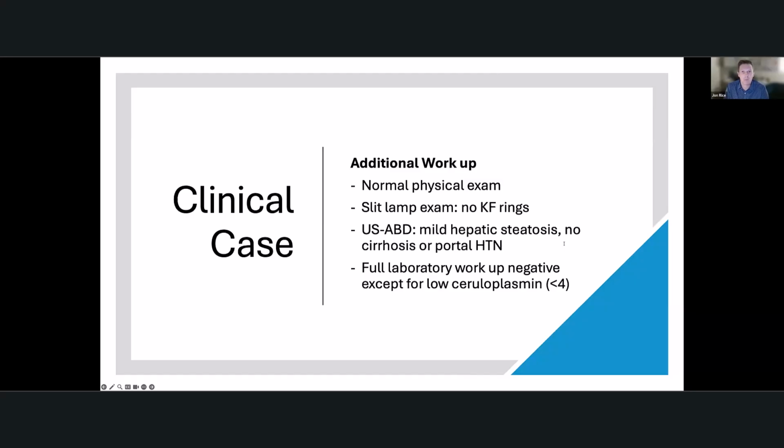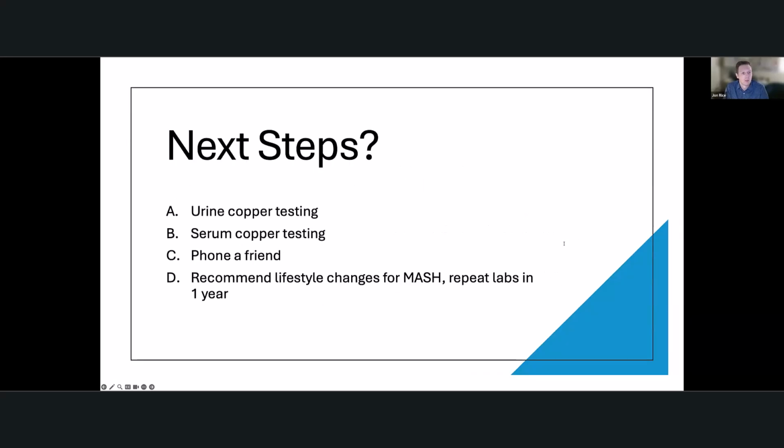And she had a very broad workup, which was ultimately negative, except for a low ceruloplasmin, very low ceruloplasmin, under 4. So we now have this patient with mild liver enzyme LFTs. She's 19. She has a mild history of anxiety and depression. Imaging showing hepatic steatosis without clear cirrhosis or decompensation, and her workup shows a low ceruloplasmin. So what are we going to do next for this patient?